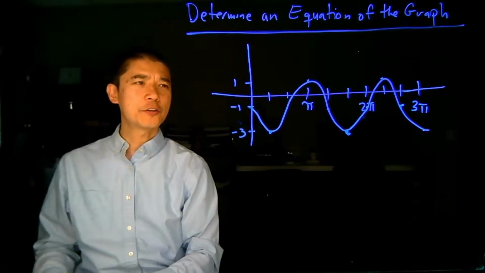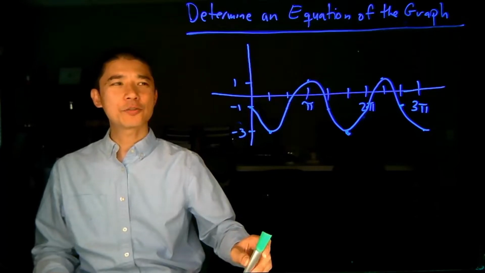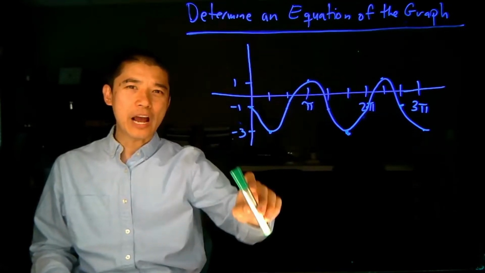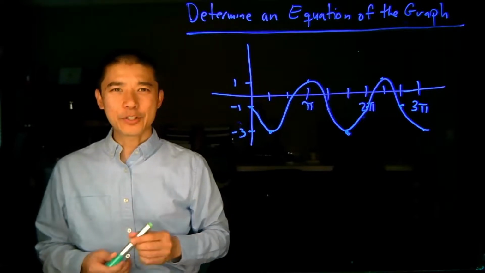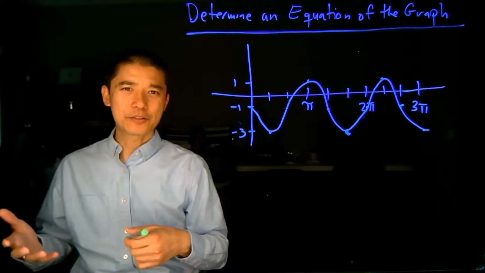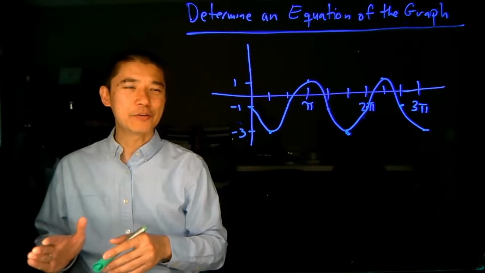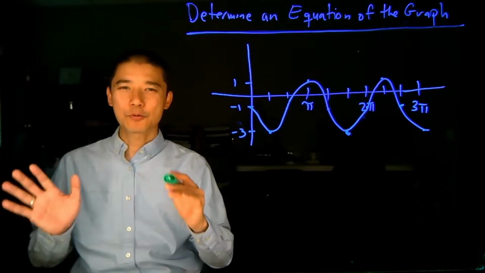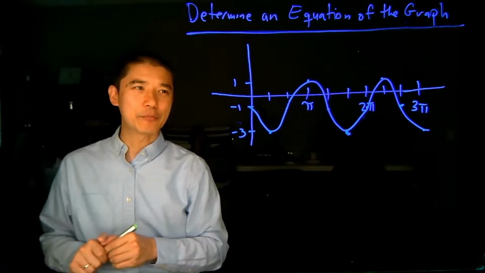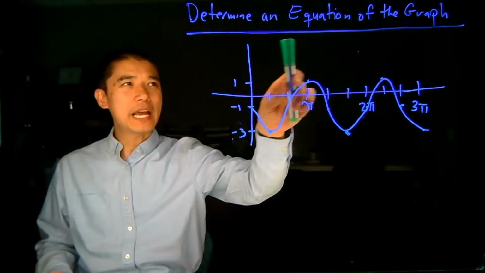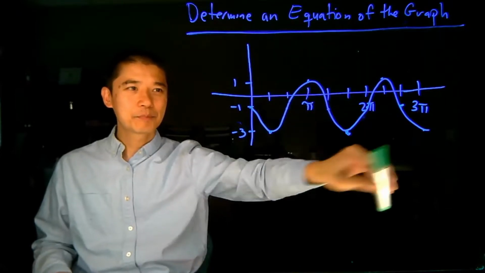One of the skills that you're going to need is to go backwards from the process we just did, to start with a graph and come up with an equation that describes that graph. And this is a little bit tricky because there are actually multiple answers for how you do this, and it all depends on how you want to set things up from the beginning. So we'll talk through a couple different ways of looking at this and see how this relates back to what we saw previously. So to determine an equation of this graph.